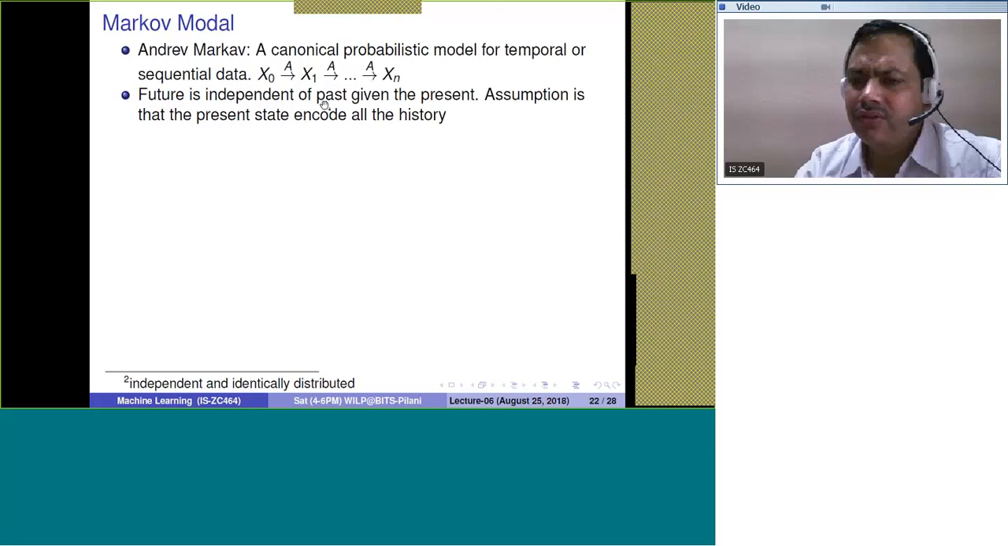It assumes that the future is independent of the past given the present. It means that if you want to find out xn, given x(n-1), you can find out xn. If you want to find out x5, given x4, you can find out x5. If you know the matrix A, you need not find out everything that happened earlier. The assumption is that the present state encodes all the history. That is an important assumption.